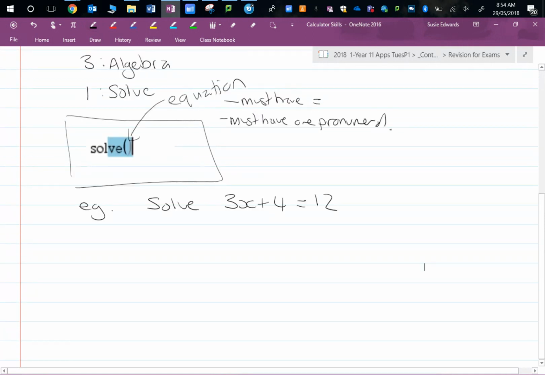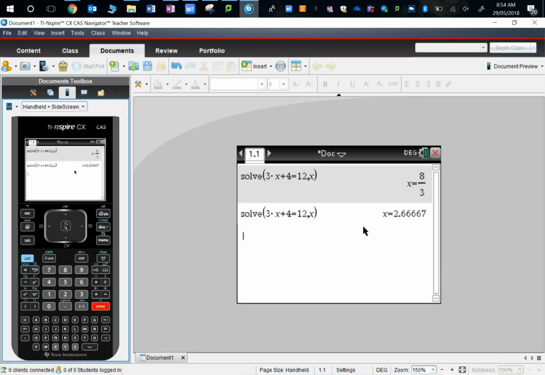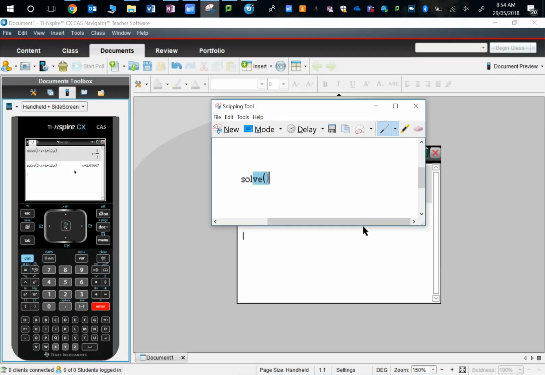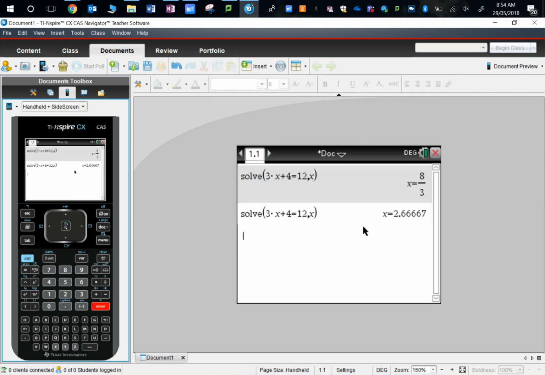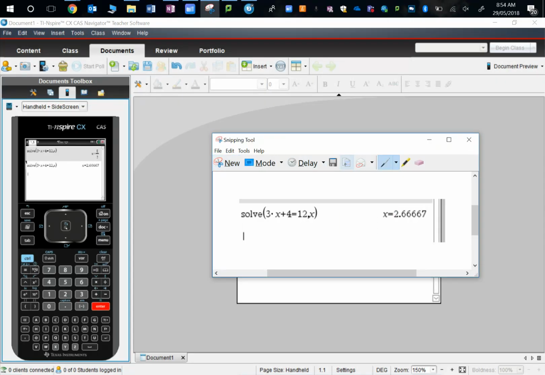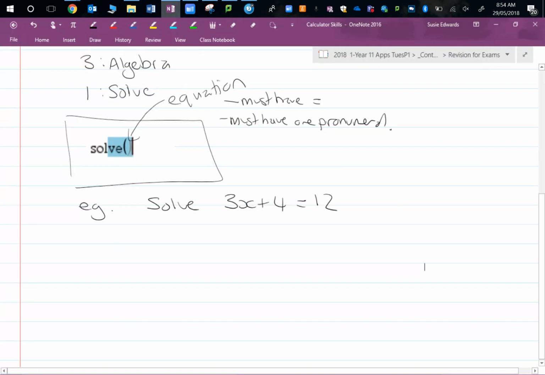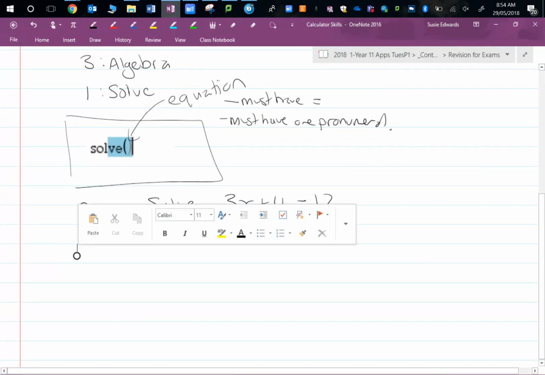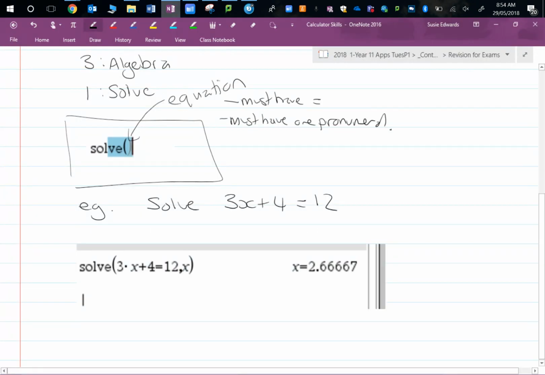All right, so in this here, we've then got our answer, and you just write your answer into your page. So this is the equation. Then you put a comma. Then you put what you're trying to solve for.